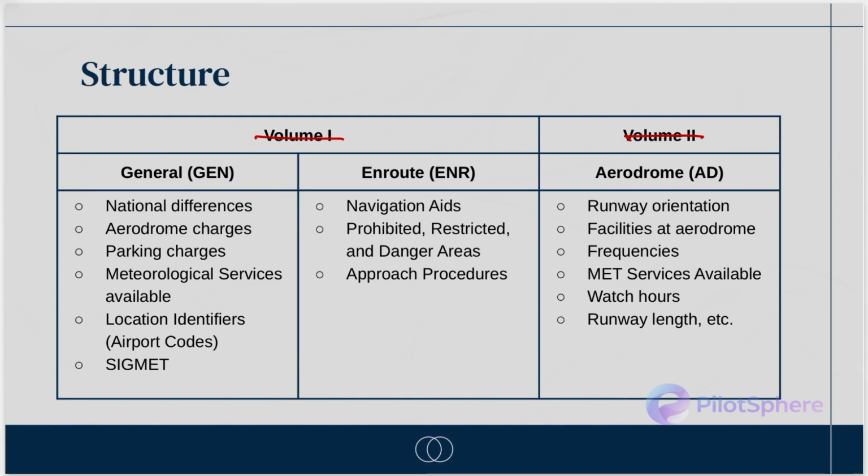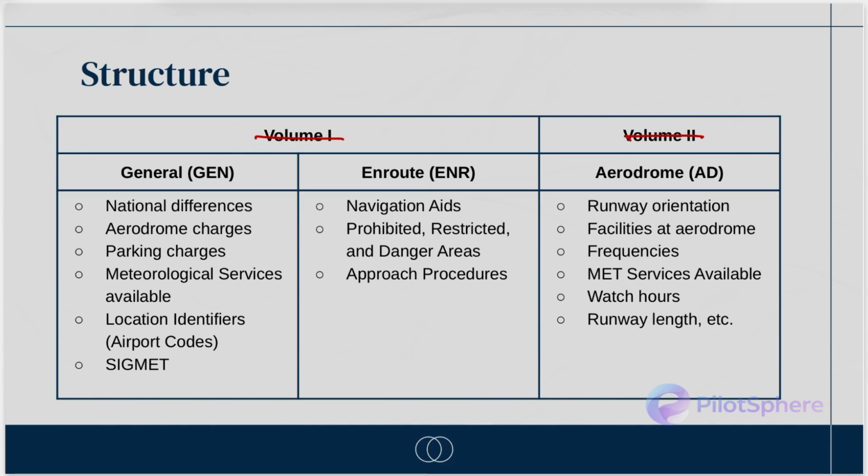In general, you are looking at things like what are the national differences. For example, when we talked about very initially in global bodies, we said that if there are some differences from the ICAO's SARPs, then a state is required to inform within 60 days. They are also required to publish this in their own AIP or their own country's regulations. So here you will see the national differences found under general. Then you have aerodrome charges, parking charges, Met services, what are the location identifiers of all the airports within India, any segments, things like that are there.